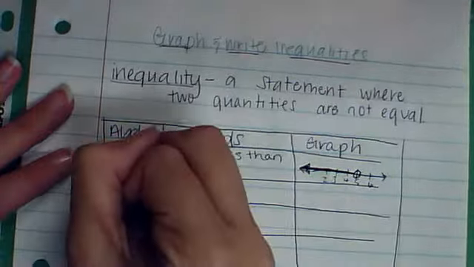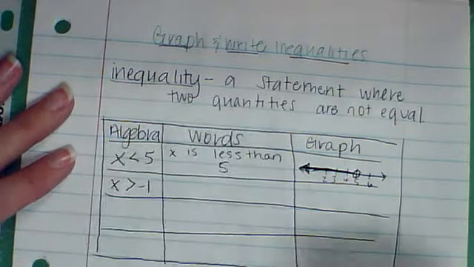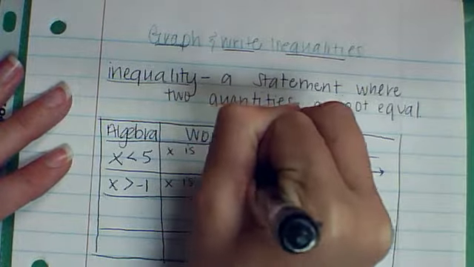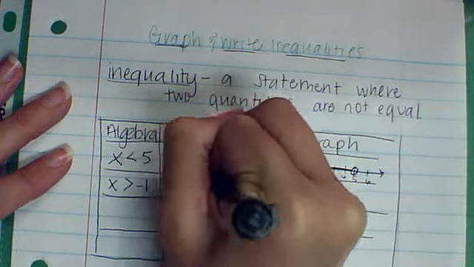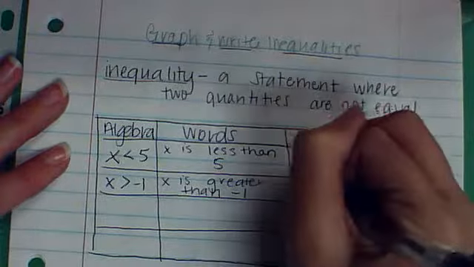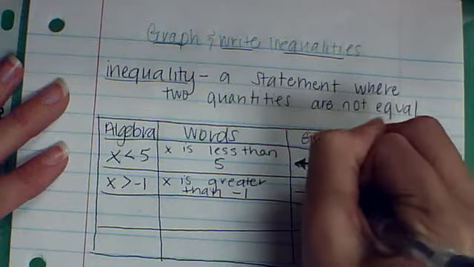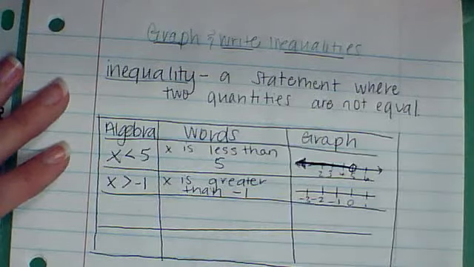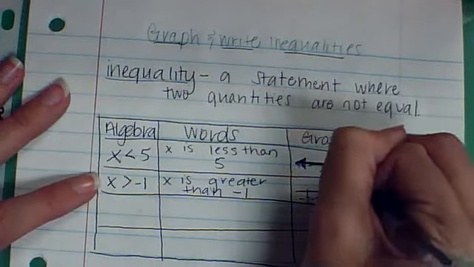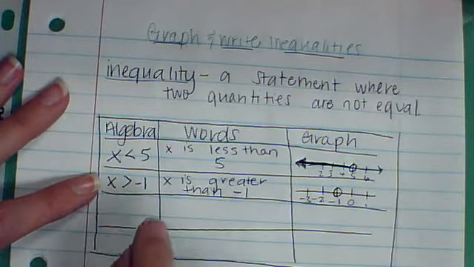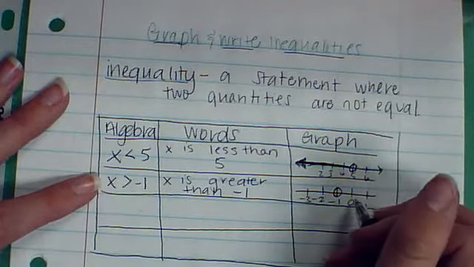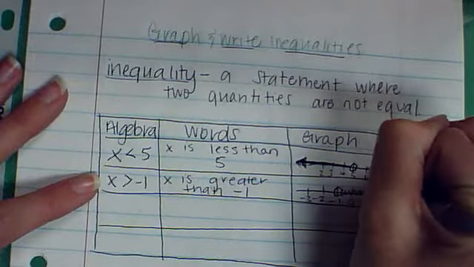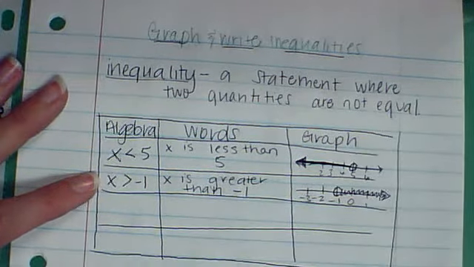Let's try another one. X is greater than negative 1. We're going to make our graph, put negative 1 and some values around it. We're going to put an open circle at negative 1. Again, open because there's no line under it. And we're going to shade values greater than negative 1. So values greater would be like 0, 1, 2, on and on and on.